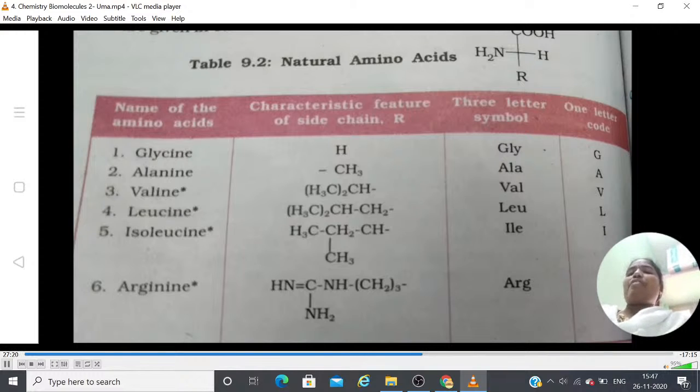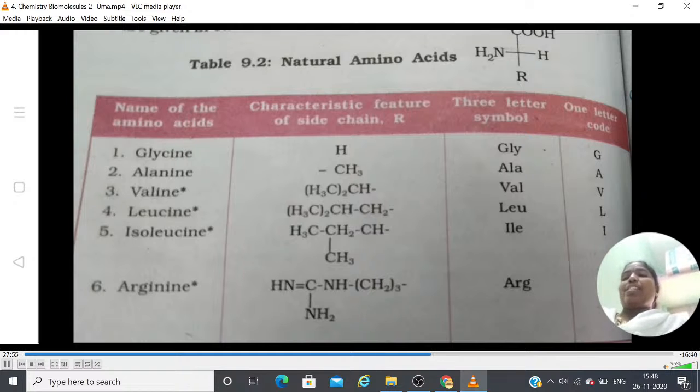Okay, let us see the first one. Name of the acid: glycine, and the characteristic feature, side chain. In the CH2 group, one of the hydrogens is added to the chain, that is glycine. The 3-letter symbol is GLY. Short form is coded G, capital G. So the first amino acid is glycine. In the alkyl group, hydrogen is present.